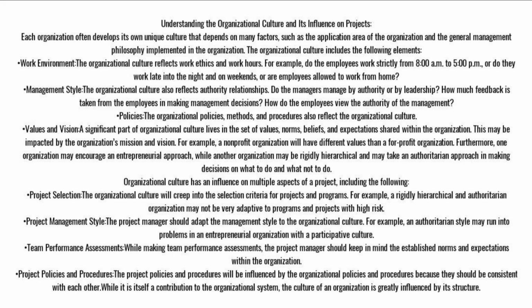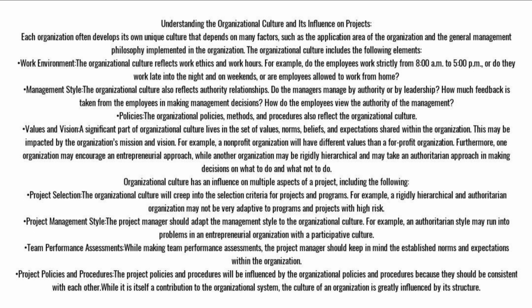Understanding the organizational culture and its influence on projects. Each organization often develops its own unique culture that depends on many factors, such as the application area of the organization and the general management philosophy implemented in the organization. The organizational culture includes the following elements. Work environment. The organizational culture reflects work ethics and work hours.